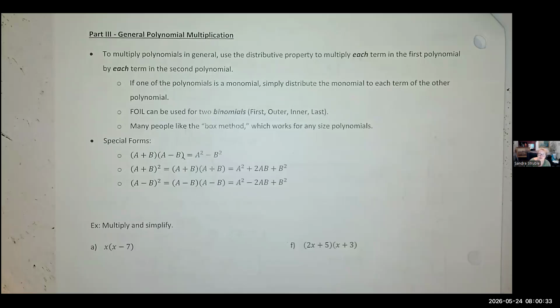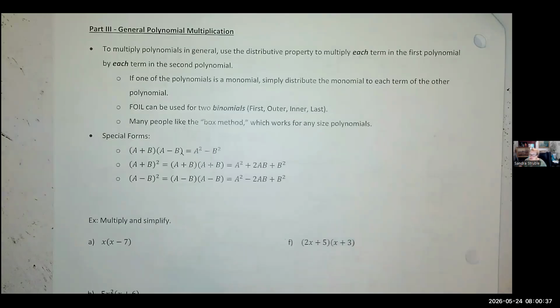All right, to multiply polynomials in general, you're going to use the distributive property to multiply each term in the first polynomial by each term in the second polynomial. If one of the polynomials is a monomial, which means one term, you're simply going to distribute that monomial to each term of the other polynomial. I'll show you. You can also use FOIL, first, outer, inner, last, if there's only two binomials.